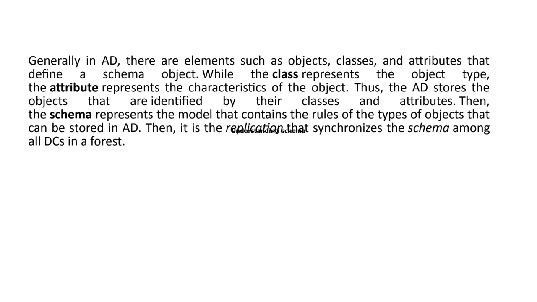Remember, I mentioned to you objects, classes, and attributes. Class is the object type. The attribute represents the characteristics of the object. Active Directory stores the objects that are identified by their classes and attributes.